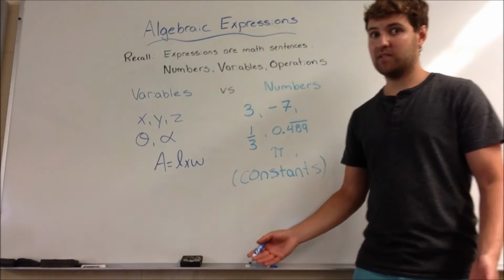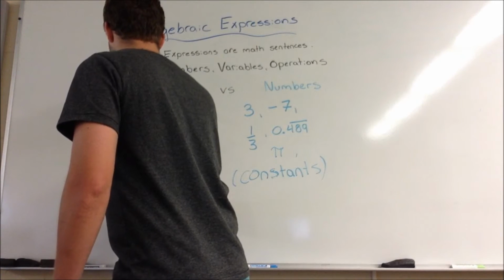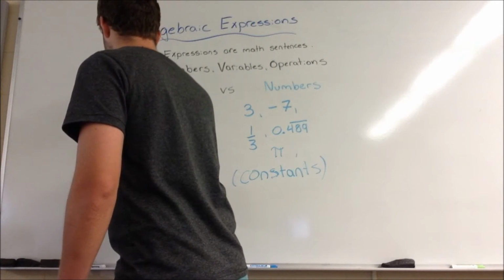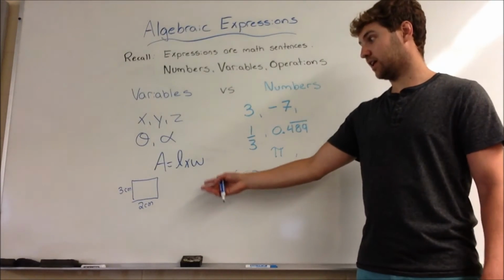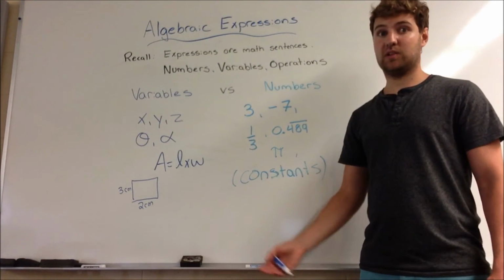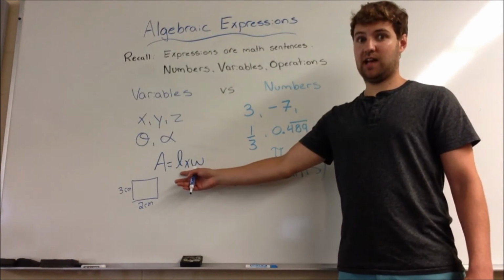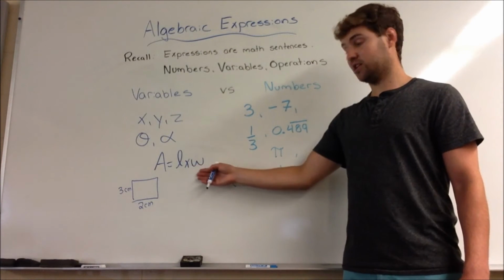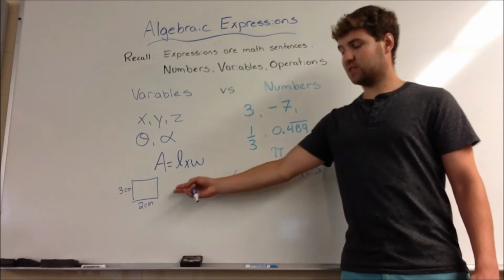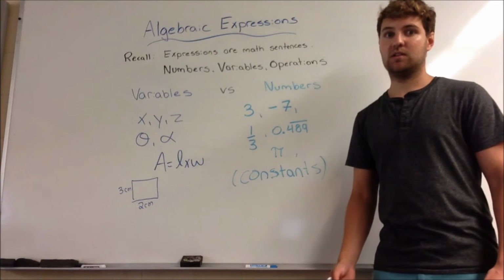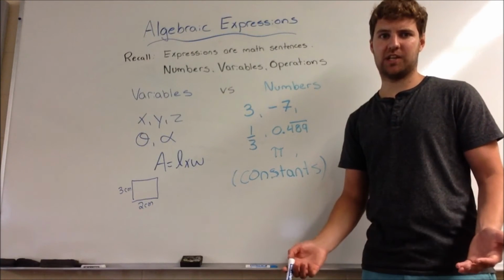So if I gave you a rectangle like this one with a length of 2 centimeters and a width of 3 centimeters, you could say, okay, in this case L, the length, is 2 centimeters, and W, the width, is 3 centimeters. You know the values for them, but that's just for this specific rectangle. So we use letters to represent things we don't know yet, things that are changing.